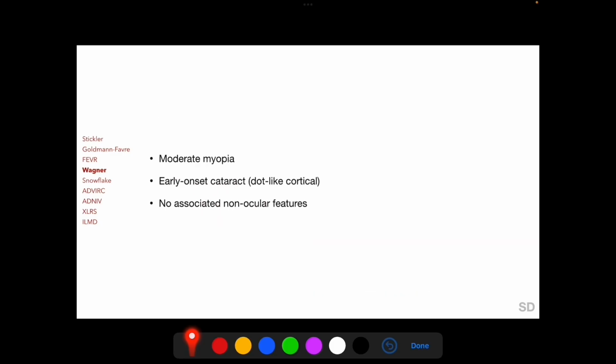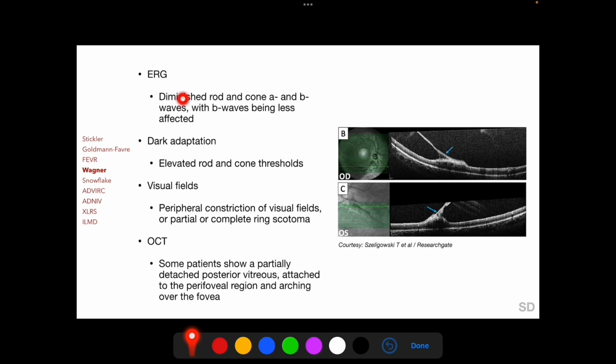Other clinical features of Wagner syndrome include moderate myopia and early onset cataract, but they do not have any associated systemic features. ERG shows diminished rod and cone A and B waves, and dark adaptation shows elevated rod and cone thresholds in eyes with Wagner syndrome, and visual field testing shows peripheral constriction of visual fields with development of a partial or complete ring scotoma. On OCT, some patients with Wagner syndrome show a partially detached posterior vitreous attached to the perifoveal region and arcing over the fovea.